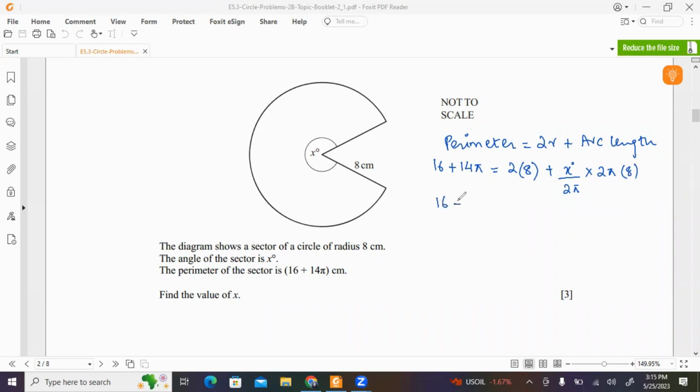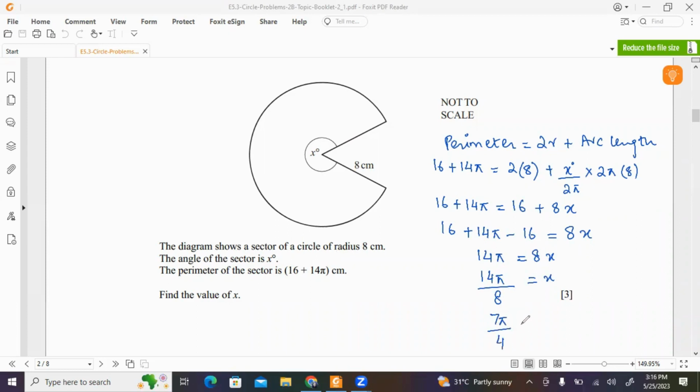Now let's simplify. 16 plus 14 pi equals 16 plus, now the 2 pi's get cancelled out, so we're left with 8x. 16 plus 14 pi minus 16 equals 8x, which gives us 14 pi. And then we divide 14 pi by 8, which in fractions will be 7 pi over 4.